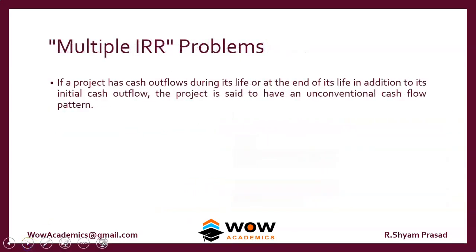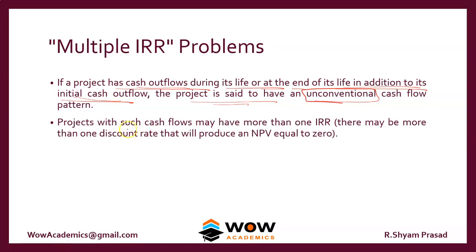Now, if a project has cash outflows during its life or at the end of its life, in addition to its initial cash outflow, the project is said to have an unconventional cash flow. Just now we've gone through it. Projects with such cash flows will have more than one IRR. That is a problem. So only for conventional cash flow you can do IRR. For unconventional, IRR will give you different, wrong answers. So don't do it for unconventional cash flows.